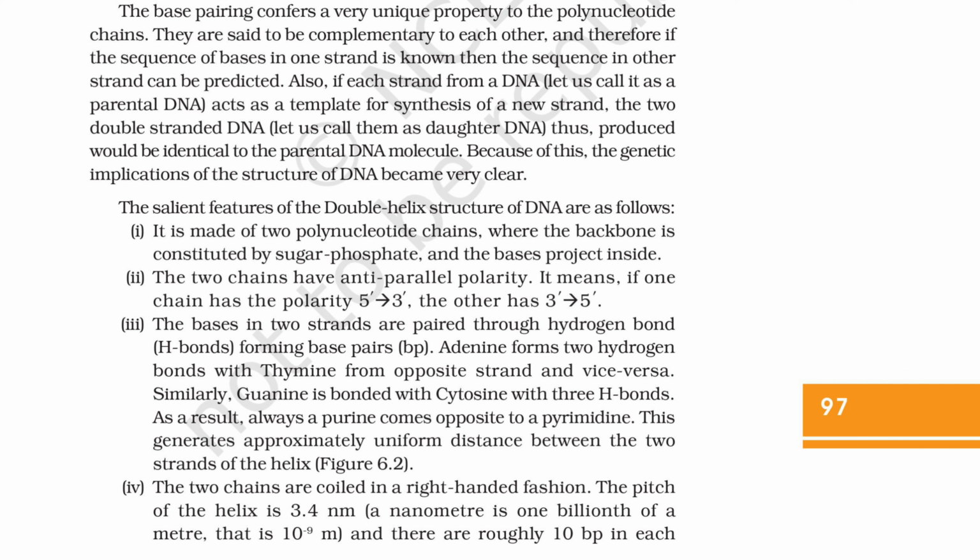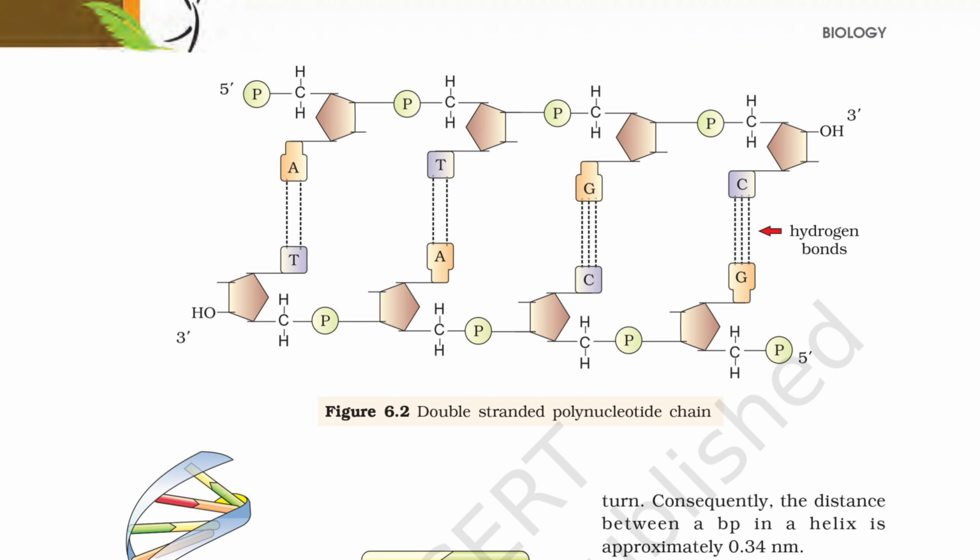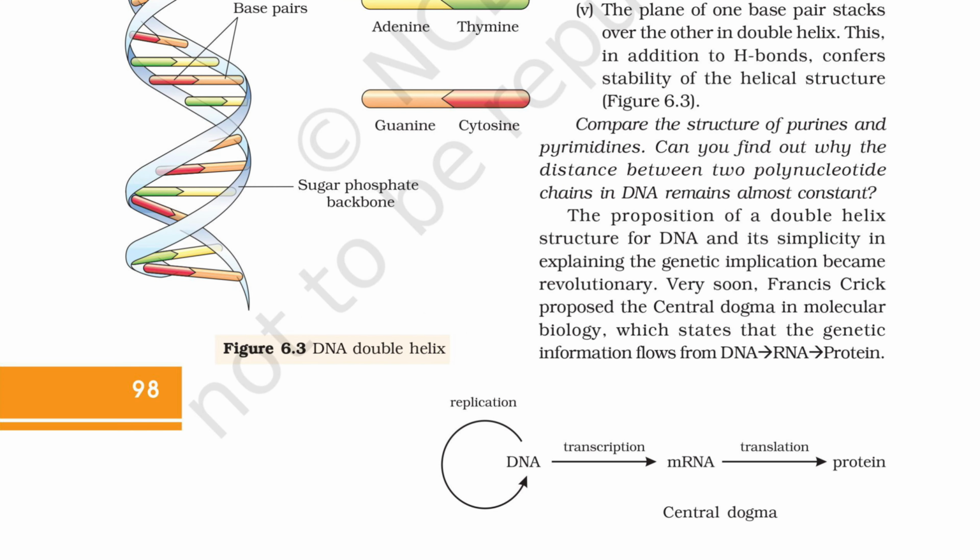4. The two chains are coiled in a right-handed fashion. The pitch of the helix is 3.4 nanometers. A nanometer is 1 billionth of a meter, that is 10 to the power minus 9 meters, and there are roughly 10 base pairs in each turn. Consequently, the distance between a base pair in a helix is approximately 0.34 nanometers.